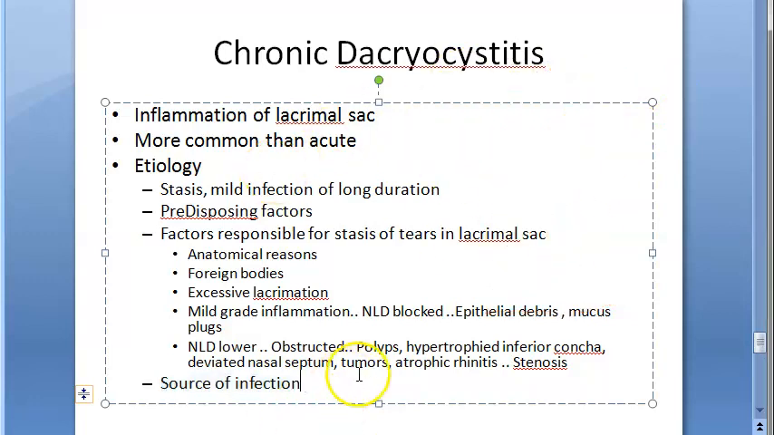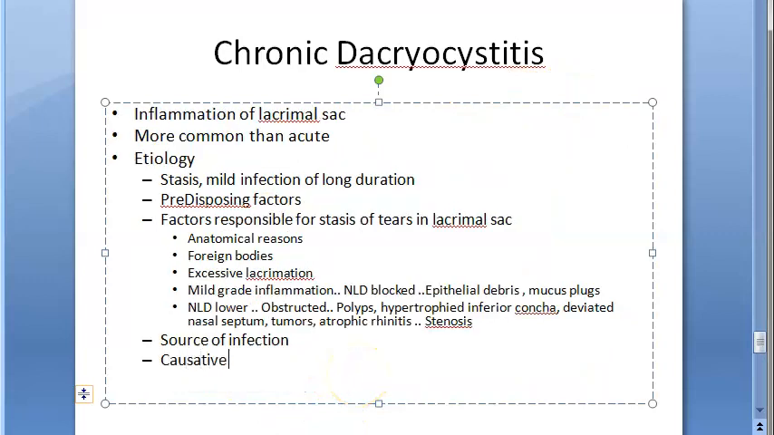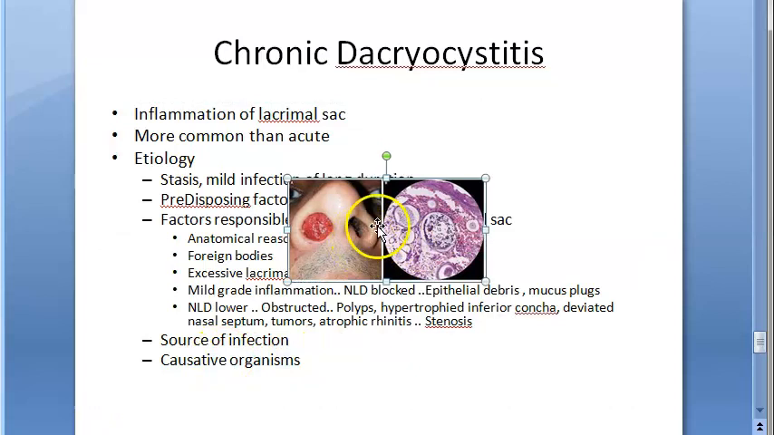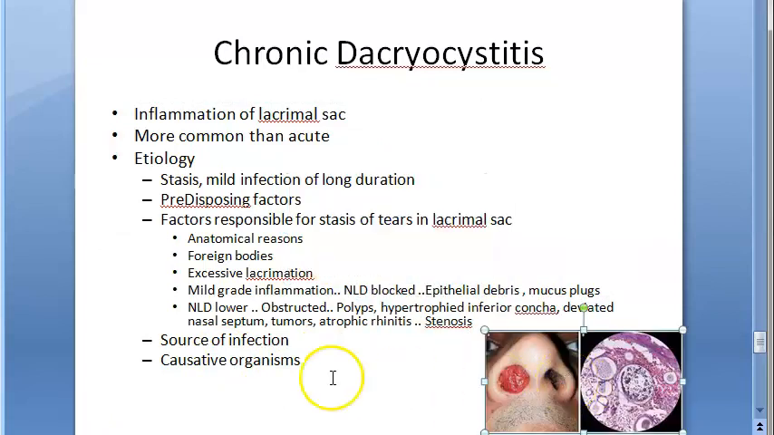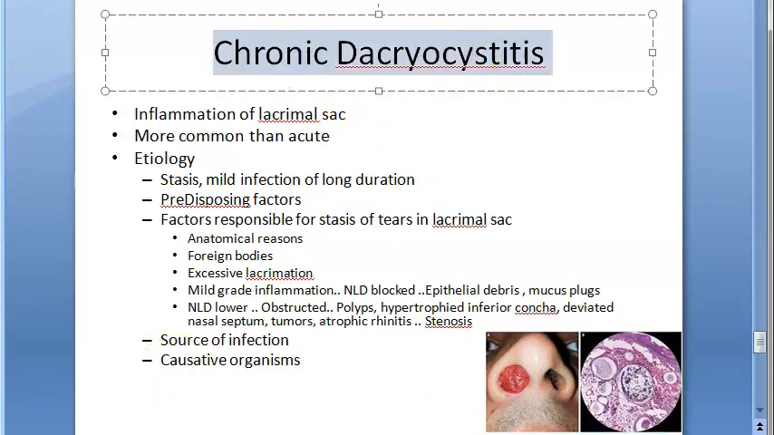Now, let us look at the causative organisms. Same thing: Staphylococcus, Streptococcus, Pneumococcus, and here they have included Pseudomonas pyocyanea also, okay. So, rarely some other infections can be there, like tuberculosis, syphilis, leprosy. Rhinosporidiosis also can cause dacryocystitis. Do you know this rhinosporidiosis? Have you looked at the photo? So, this is rhinosporidiosis. This can rarely lead to chronic dacryocystitis.